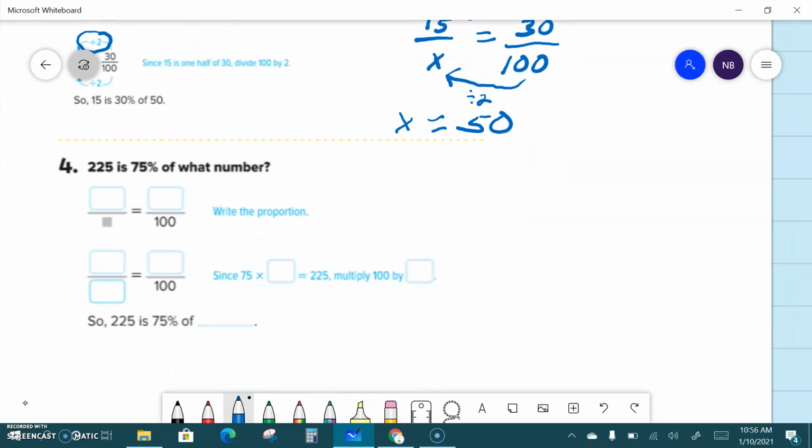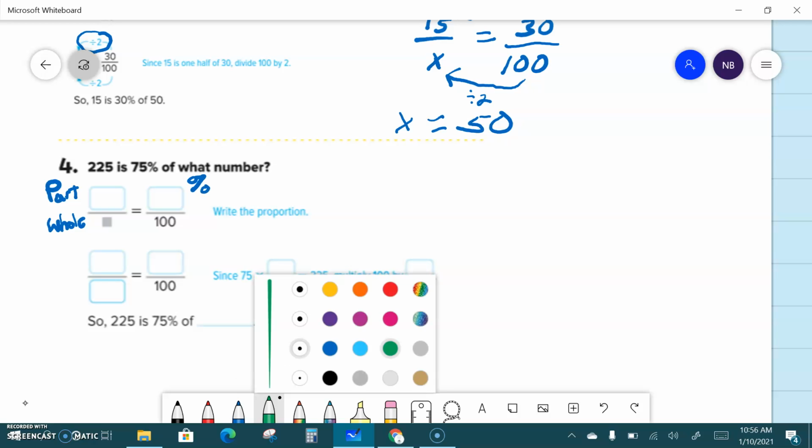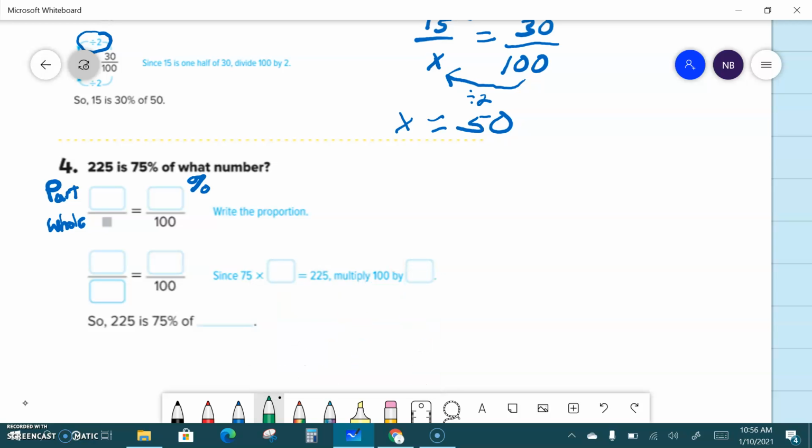All right, let's look here what they did for number 4. Let's fill in some blanks here, okay? Remember, this is the part, this is the whole, and this is the percent. All right, so let's fill some numbers in here. All right, so my part is 225. All right, my percent is 75. And the whole is what we don't know yet. So let's put an X in there.